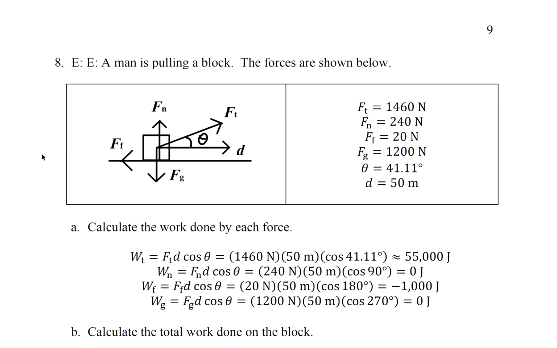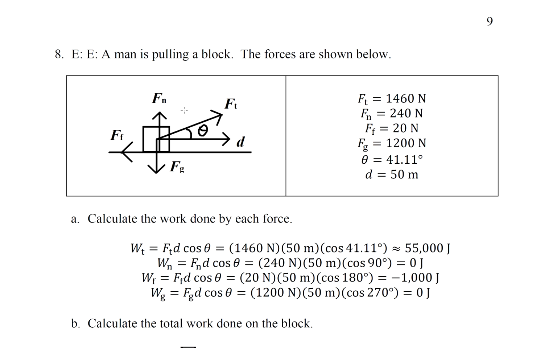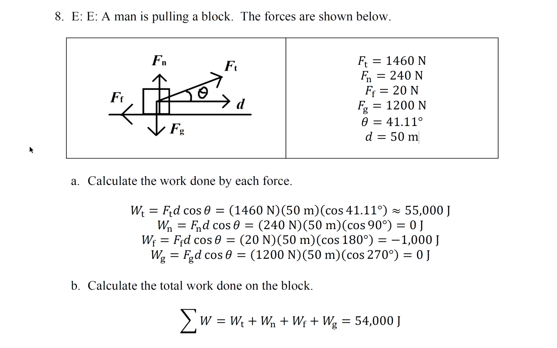Question 8, a man is pulling a block. The forces are shown below. We have force tension, force normal, force friction, force gravity, and we're given some values. Part A, calculate the work done by each force. So you can see the object moves to the right, and the force of tension is at 41.11 degrees. So the angle between force of tension and displacement is 41.11 degrees.